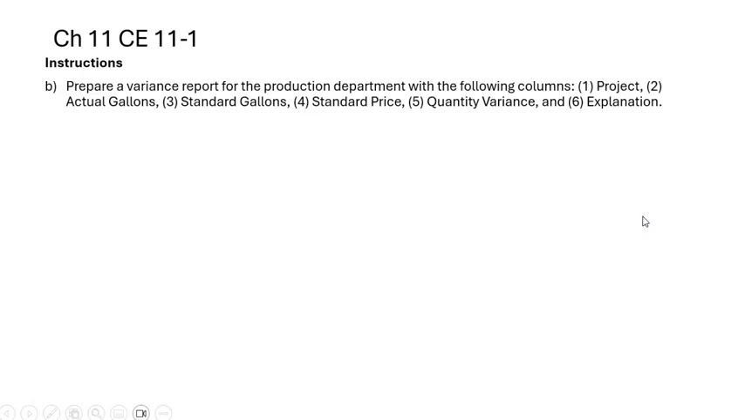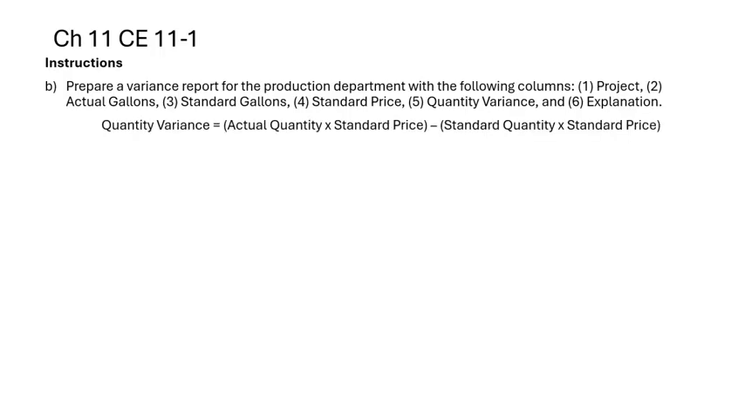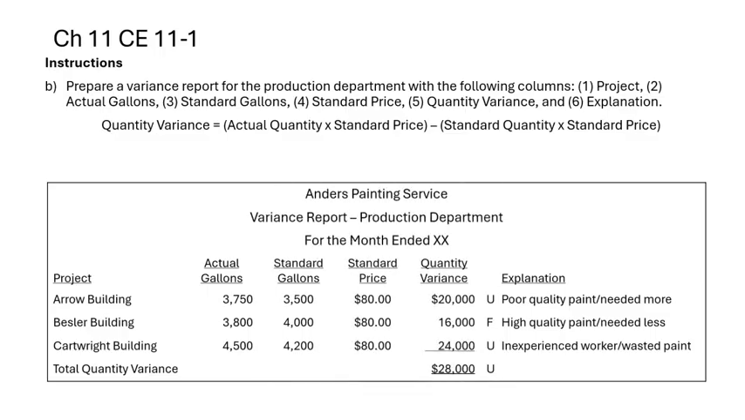Next, we'll look at the quantity variance, so another report with similar columns, but now we're going to see the change in gallons between the actual and the standard, using the standard price to get the quantity variance. And again, our quantity variance formula is actual quantity times standard price minus standard quantity at standard price. So we keep the standard price the same and vary the quantity between actual and standard to get our variance. And the report will look like this.